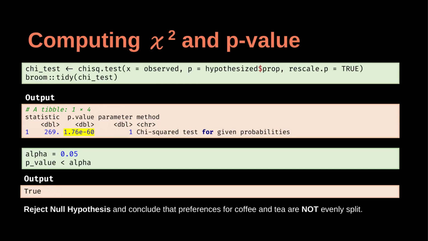After running the test, we see that the p-value is less than 0.05, which is our chosen significance level. This means the difference between the observed and the expected values is statistically significant. So we reject the null hypothesis and conclude that the preferences for coffee and tea in our sample are not evenly split. There is strong evidence that the actual preferences differ from a 50-50 distribution.